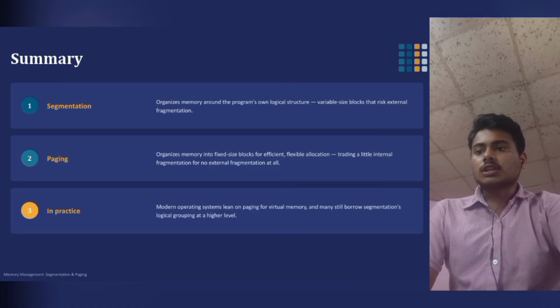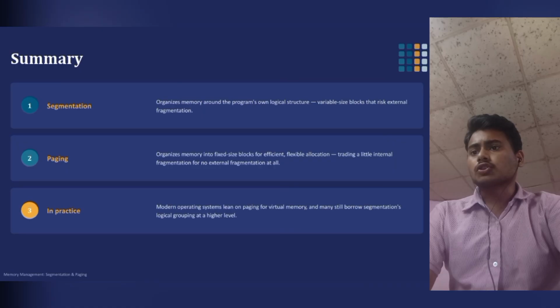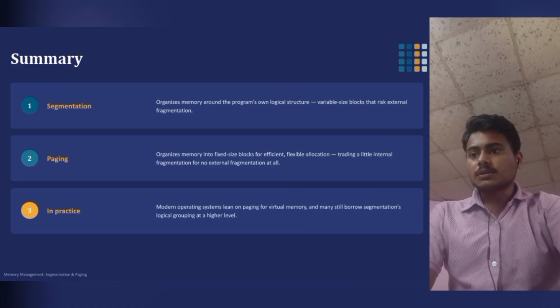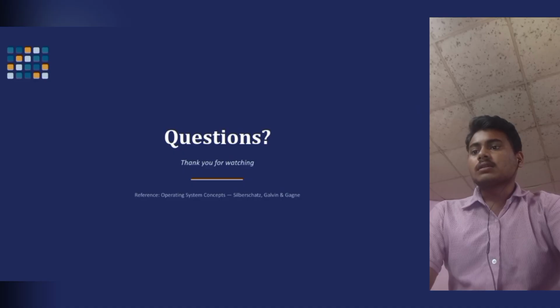Slide number 14, Summary. Let's review what we learned today. Paging organizes memory into equal sized blocks. This avoids external fragmentation completely. In real systems, paging usually does the heavy lifting, while segmentation ideas still show up at the higher level. Together, these two ideas are why your computer can run many programs at once safely using the same RAM.